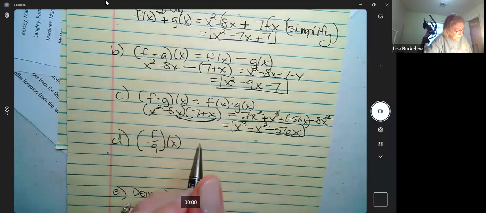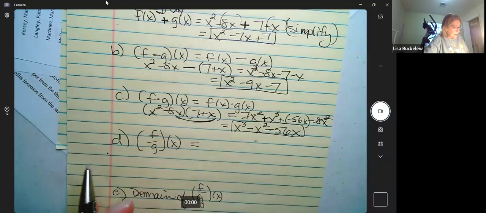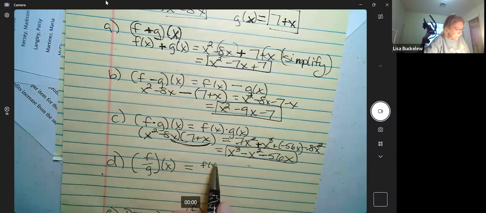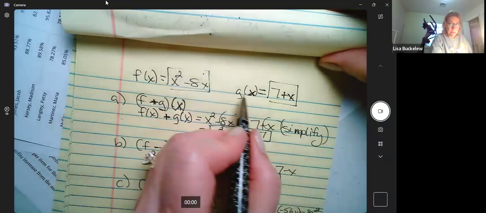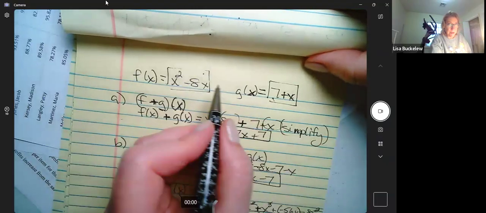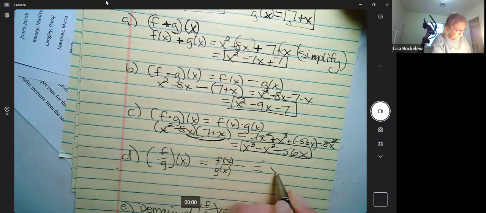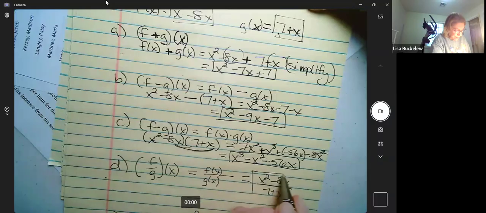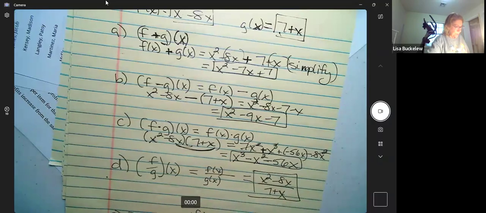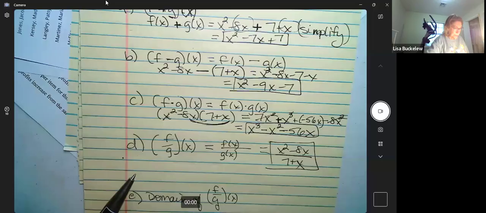Okay, part D is probably the easiest one of all because this just means stack up a fraction with this expression on the top and the g expression on the bottom, and then you're done. So the f of x was that x squared minus 8x. That's going to be my numerator. This is going to be my denominator. So x squared minus 8x over 7 plus x. Like that. So that would be the expression that's represented by dividing the two functions.